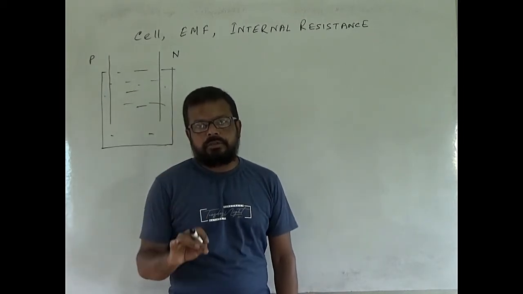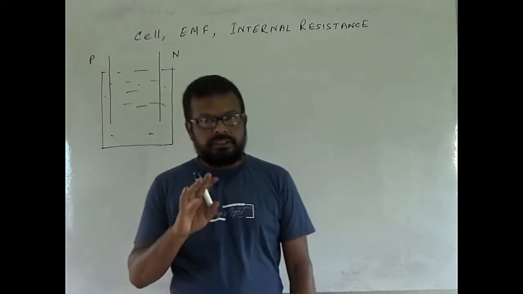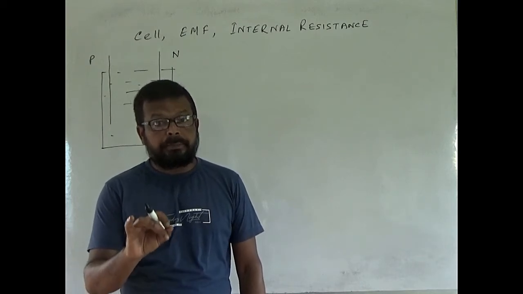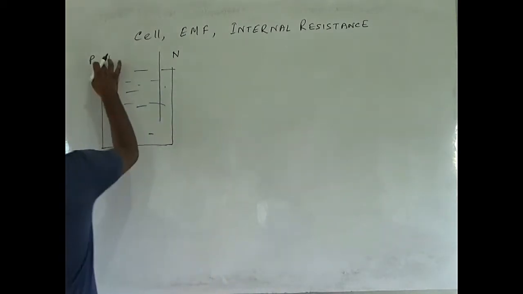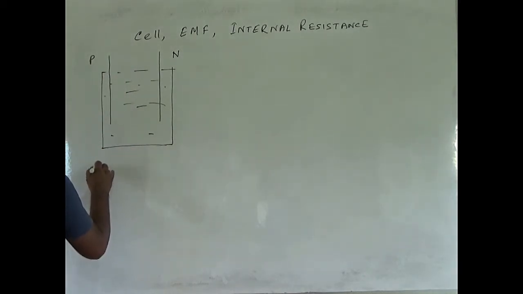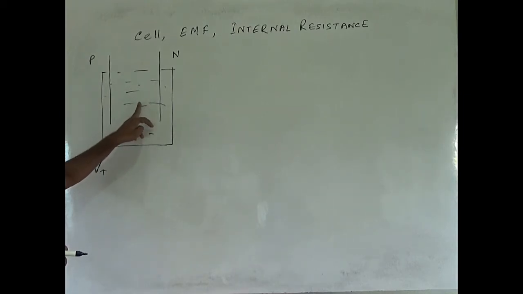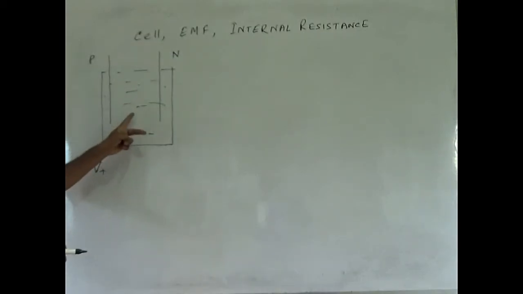Now the positive electrode has a potential difference due to this exchange of ions, which is V plus, and it is greater than 0. Let us say this is P, then V plus is the potential difference between the electrode and the electrolyte due to the exchange of ions between this electrode and the electrolyte.